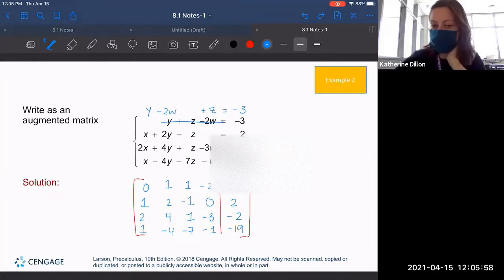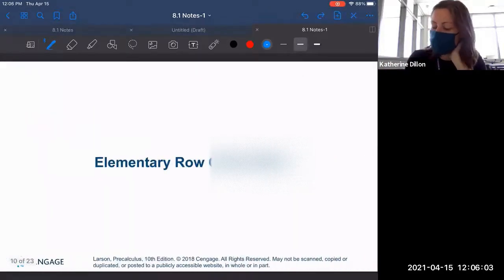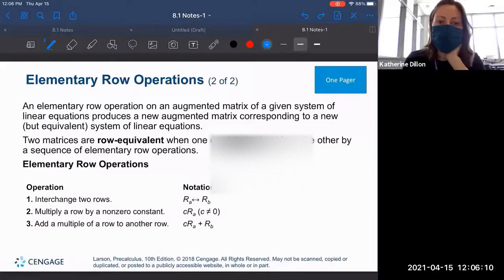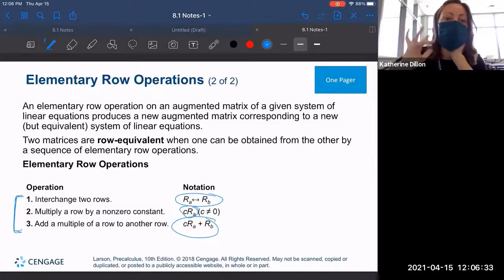I'm going to move on. If you've got questions, feel free to put them in the chat or interrupt me. We're going to talk about elementary row operations. You already know these. They're exactly the same 3 that we've been doing with systems of equations. You can interchange 2 rows. You can multiply a row by something. Or you can add a multiple of a row to another row. So this is just the same exact thing. If you want to write these 3 down, you can in your notes. But they're already the same 3 that you know how to do with equations.